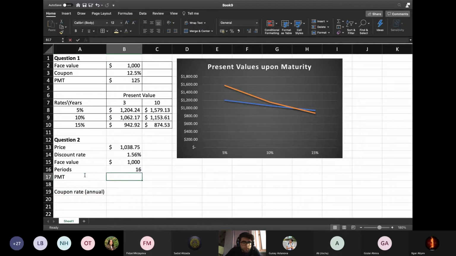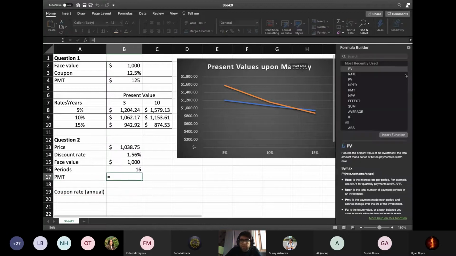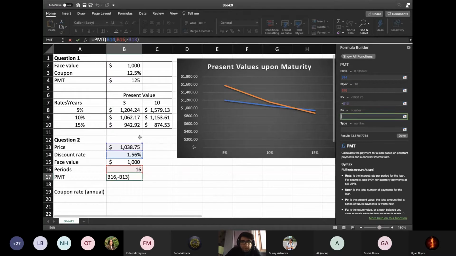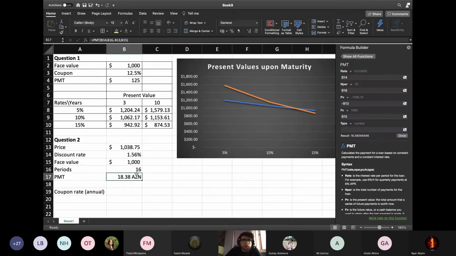Let me find PMT here. So PMT is equal to rate, the discount rate, this one, number of periods 16, present value minus this one, and future value. So our payment is 18.38. Let me convert to dollars.